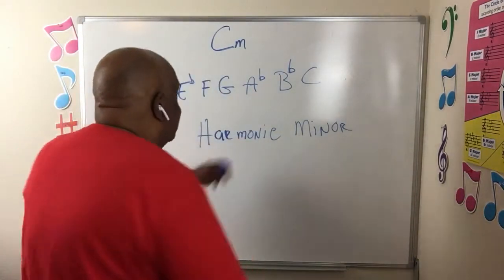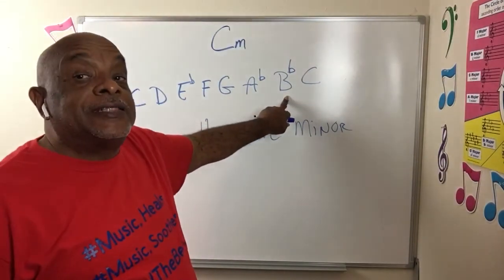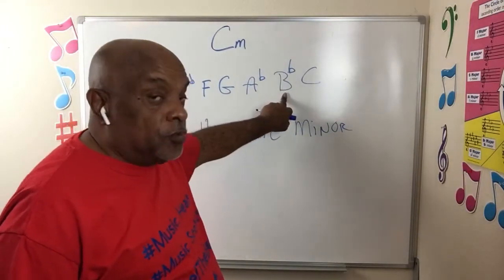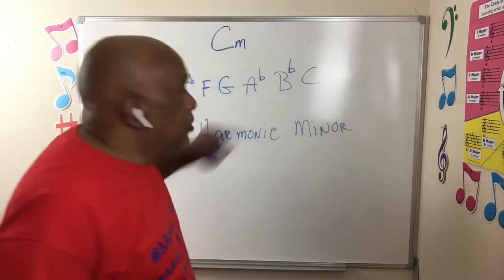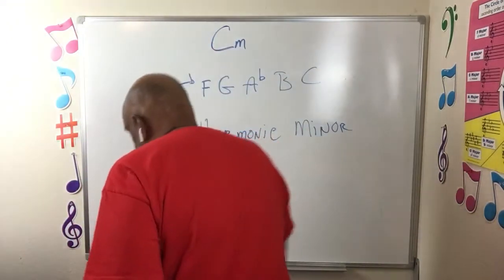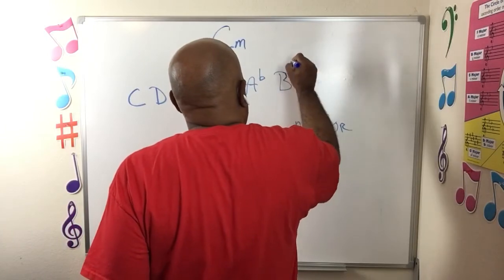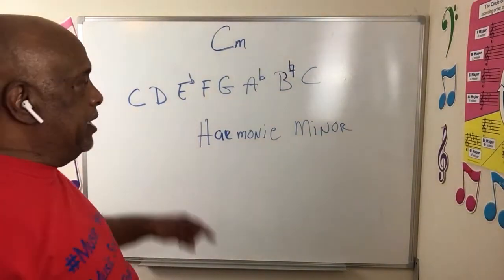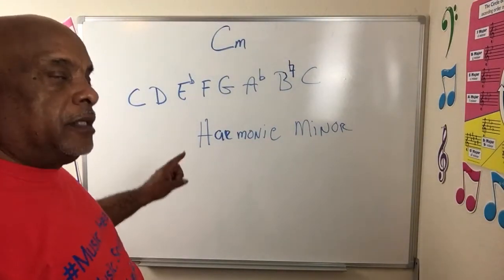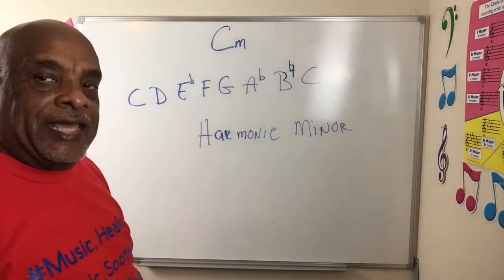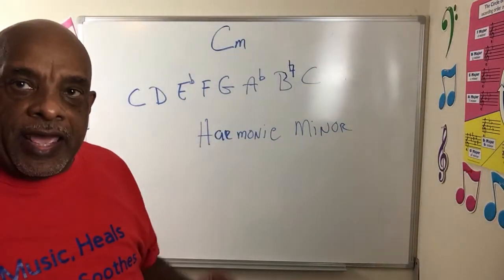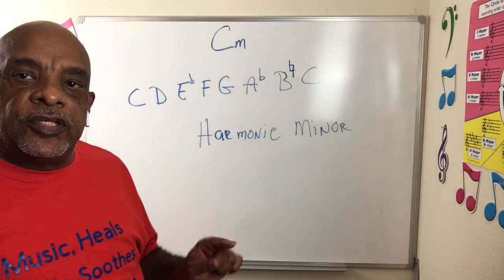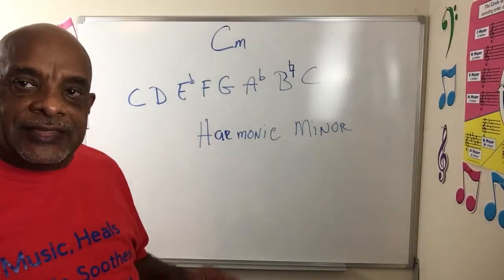But then the seventh degree of the scale is raised a half step. Okay? In the harmonic minor, the seventh degree is raised a half step. So now it goes from B flat to B natural. Okay? One more time. In the harmonic minor, the seventh degree of the scale is raised a half step.